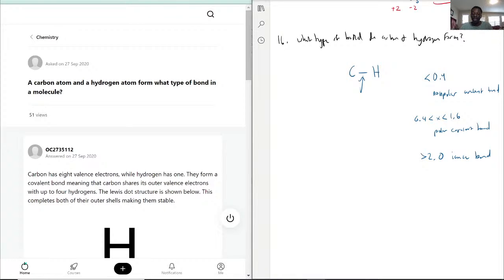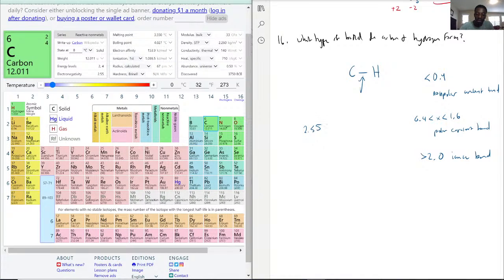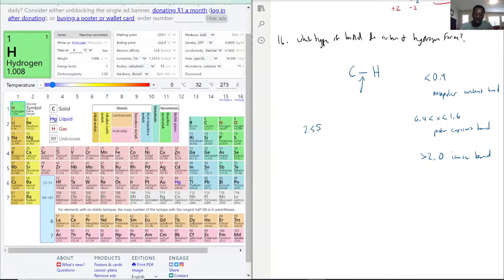So with all that being said, let's look at the electronegativity for carbon and hydrogen. Carbon has an electronegativity of 2.55 and hydrogen has an electronegativity of 2.20. Subtracting to find the difference, we get 0.35. So it falls in the range of the non-polar covalent bond. That means carbon and hydrogen form a, let me write the answer in red, non-polar covalent bond.